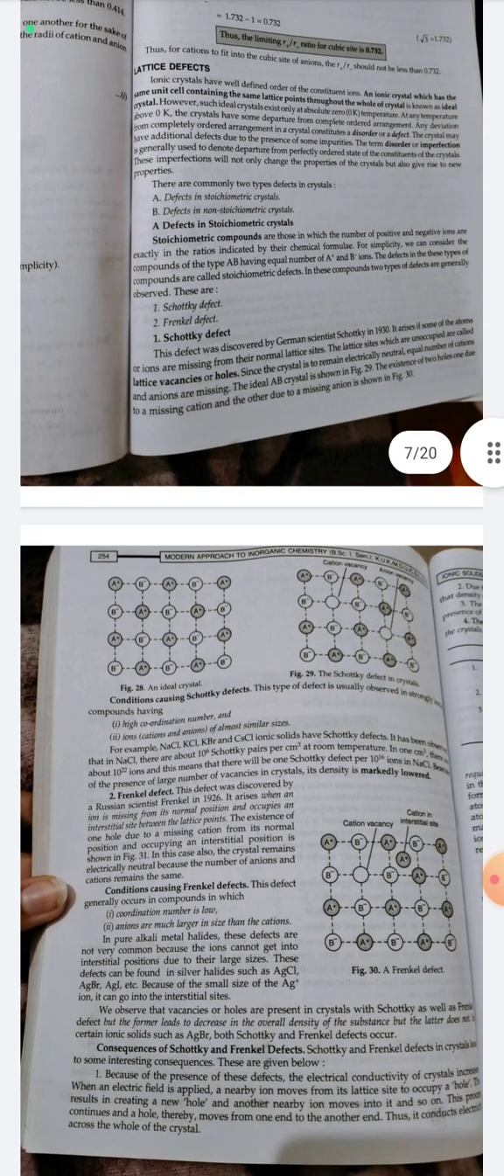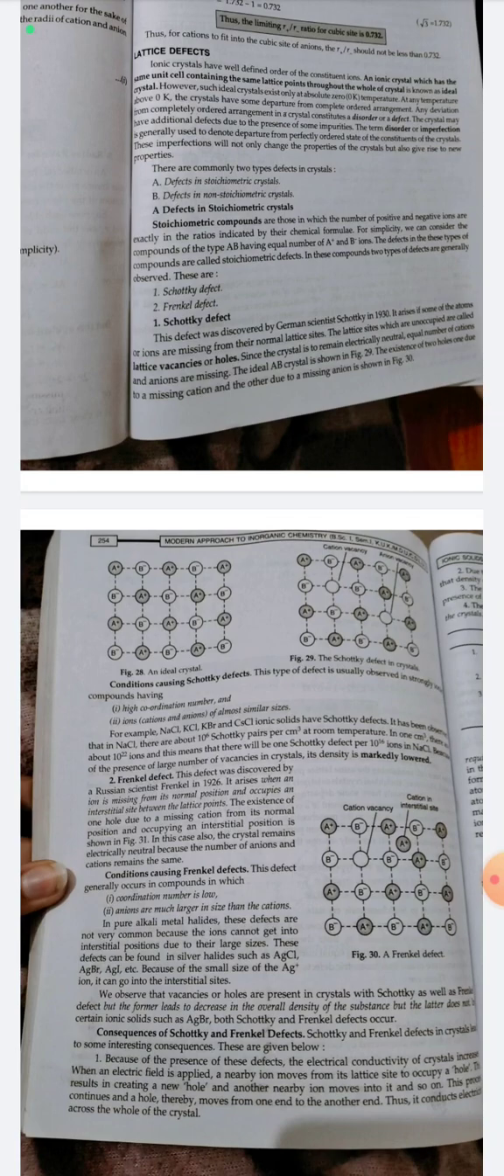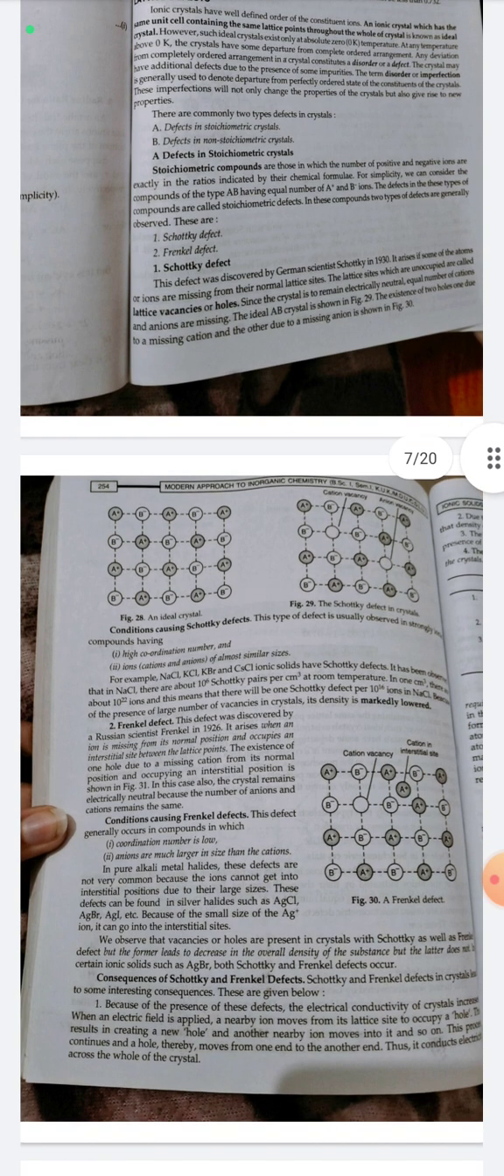This defect was discovered by German scientist Schottky in 1930. It arises if some of the atoms or ions are missing from their normal sites. The lattice sites that were unoccupied are called lattice vacancies or holes. Since the crystal must remain electrically neutral, an equal number of cations and anions are missing. The ideal AB crystal is shown in the figure, with the existence of two holes, one due to a missing cation and the other due to a missing anion.